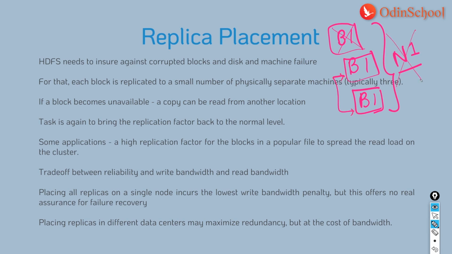But what if node 1 fails? Two things are there. The advantage is that you have the lowest write bandwidth penalty. All the b1 blocks are on the same machine, so you can get a copy with negligible bandwidth delay. Copying on the same machine is not a worrisome task. But the disadvantage is that if node 1 fails, you lose all three blocks, which is not ideal. You are not making your system reliable. This will not offer any real redundancy. If the node fails, the data for that block is completely lost.